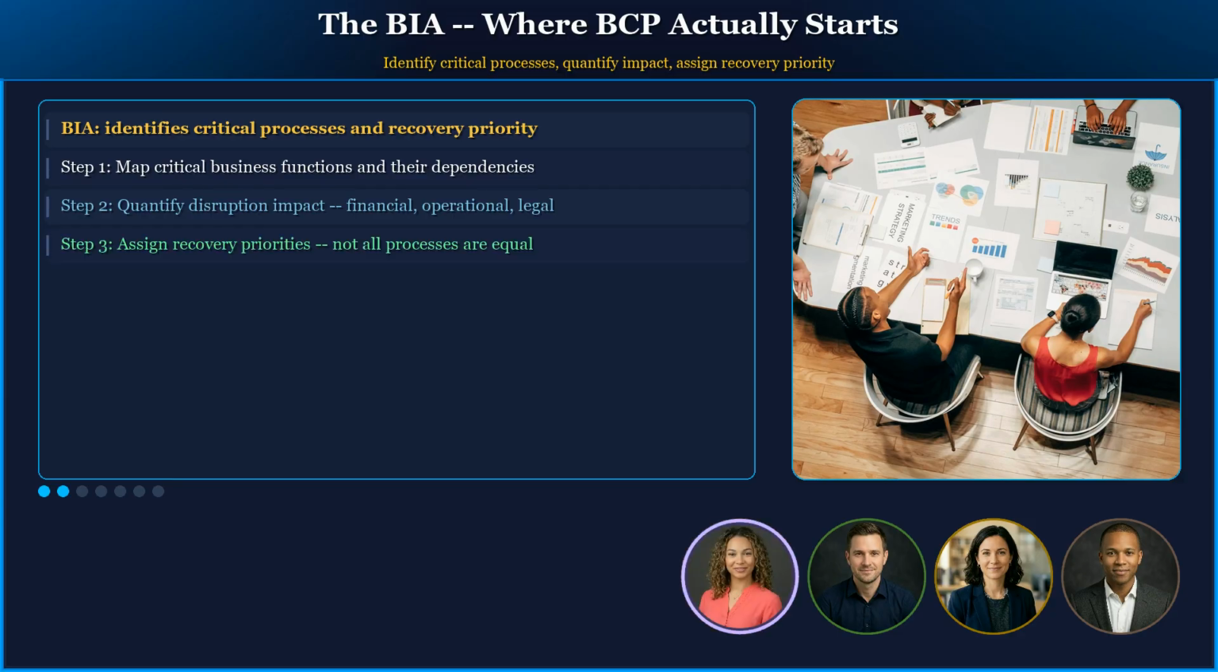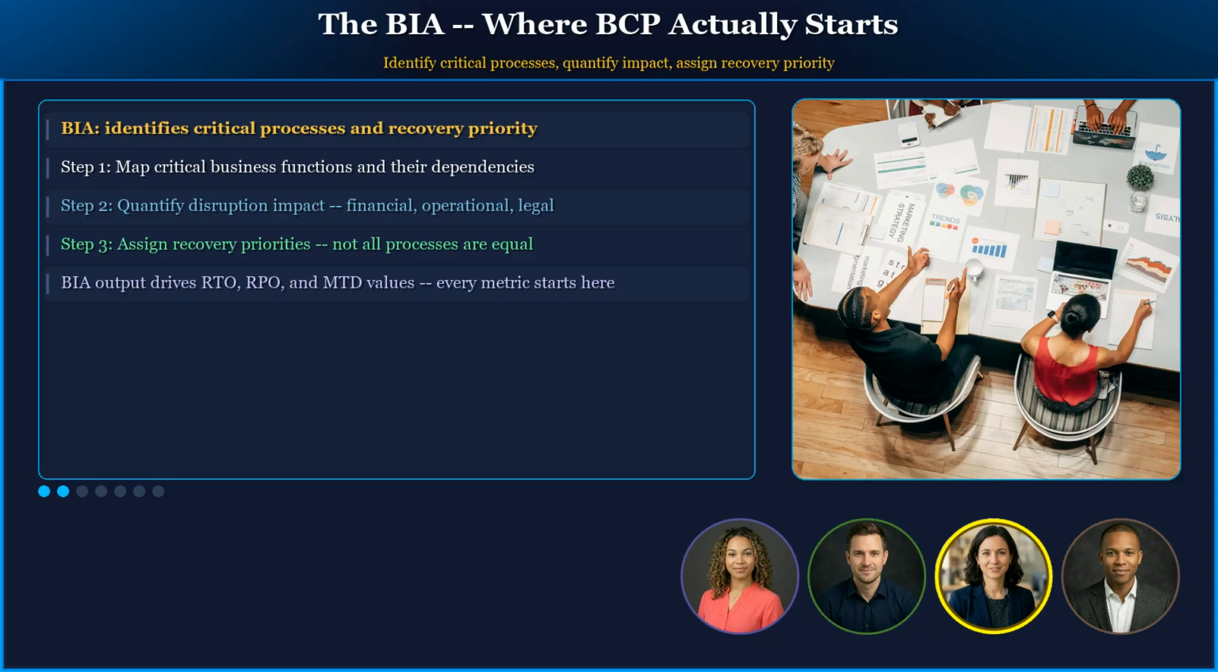The impact quantification step is where most organizations underestimate the analysis. Financial impact is the obvious piece, how much revenue per hour of downtime. But the exam also expects you to account for legal penalties for missed SLAs and the reputational damage that does not appear in this quarter's report. Core is right about the reputational piece. It is often the largest long-term cost and the hardest to quantify.